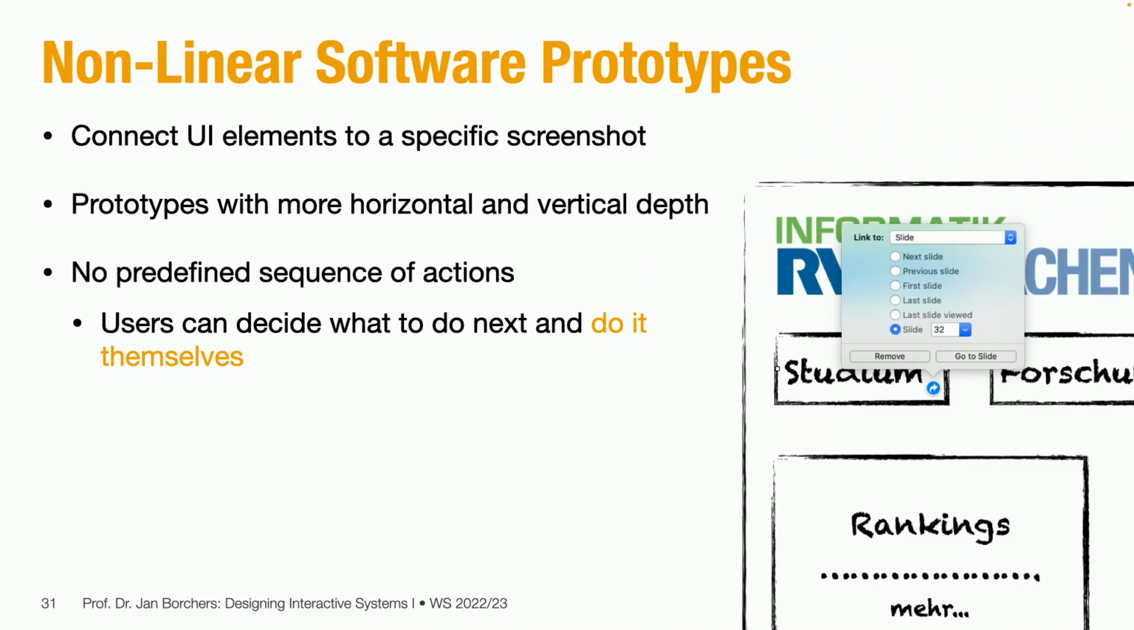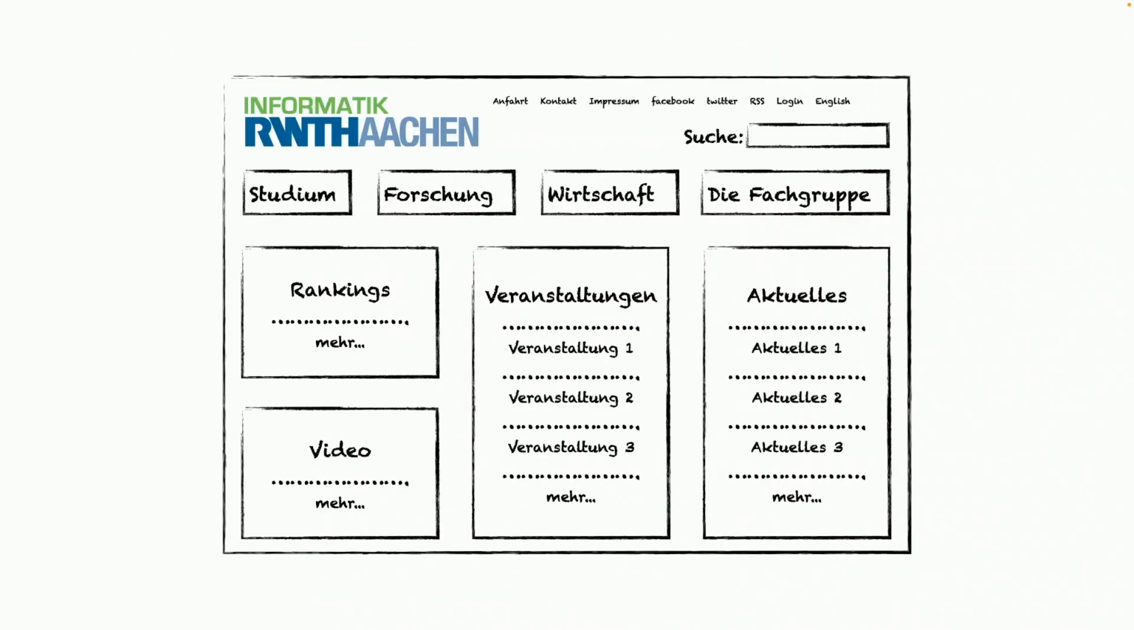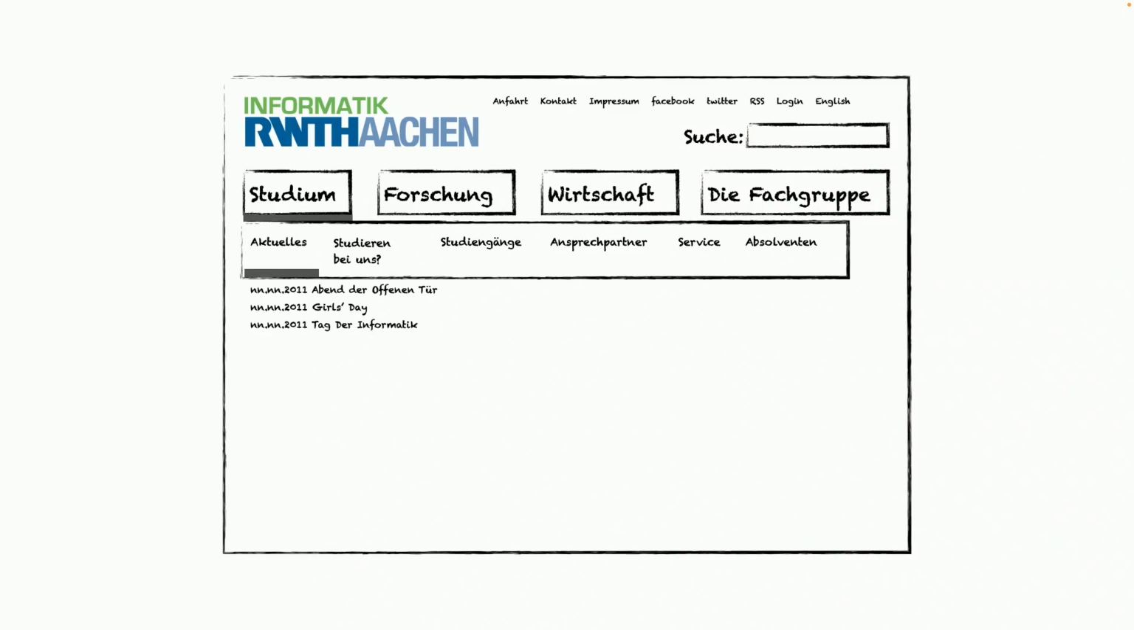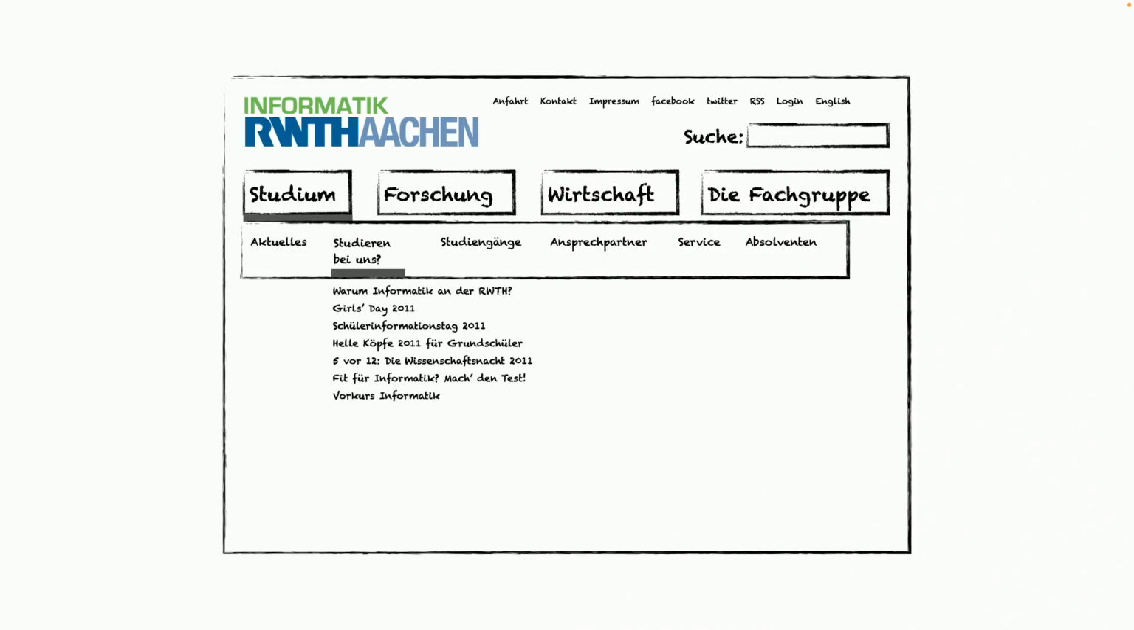So let's take a look at this. Here's the overall view of this thing. And now if you, for example, click on, let's say, Studium here at the left, then what happens is literally that this thing pops out and opens up as a submenu. But you can also then move over to, from current topics like Aktuelles to, do you want to study here? Like, studieren bei uns, right? So then that's what happens.